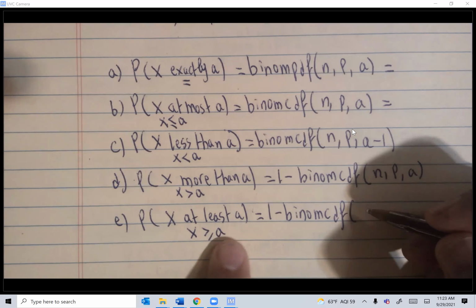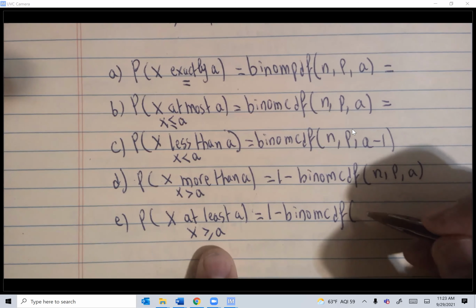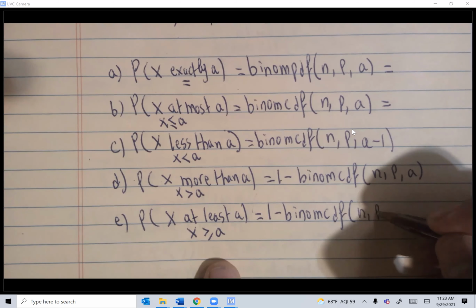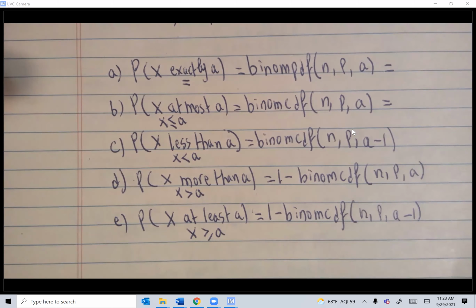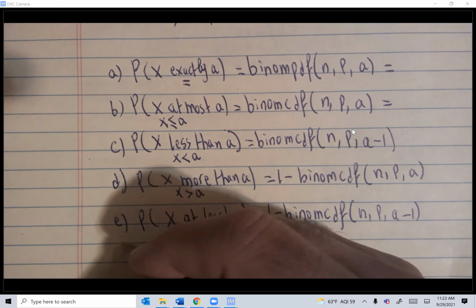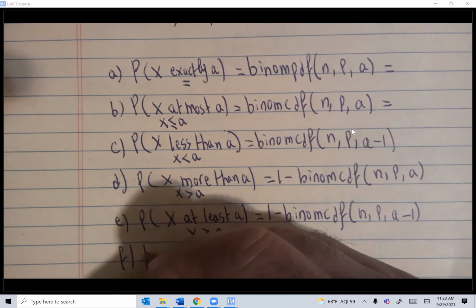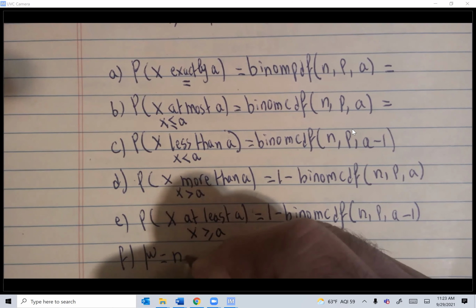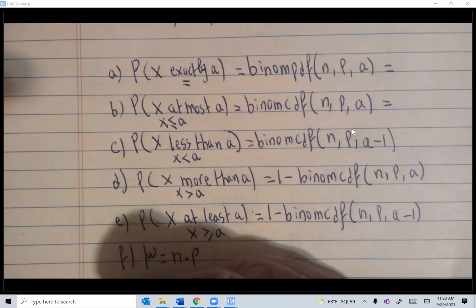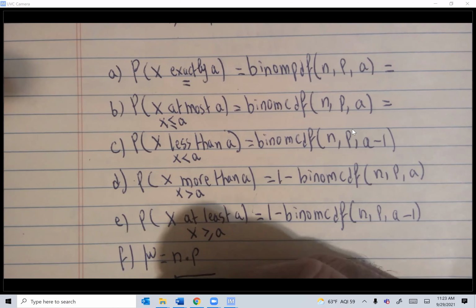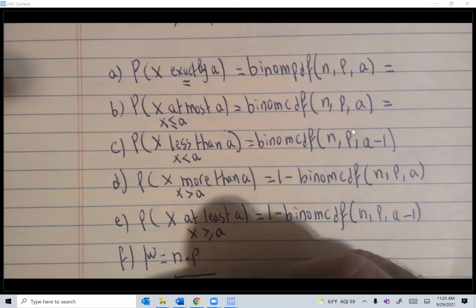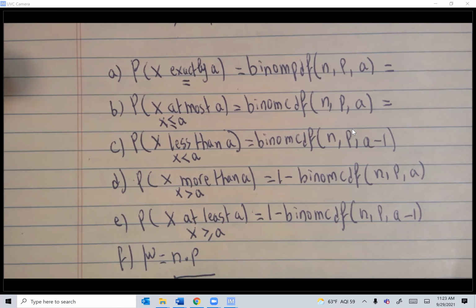So at least a, greater than or equal to a, it will be n, p, a minus 1. And then f, the mean of the binomial distribution is n times p. And g, if he asks you the standard deviation of the binomial distribution, it would be the square root of n times p times q. That's the formula.